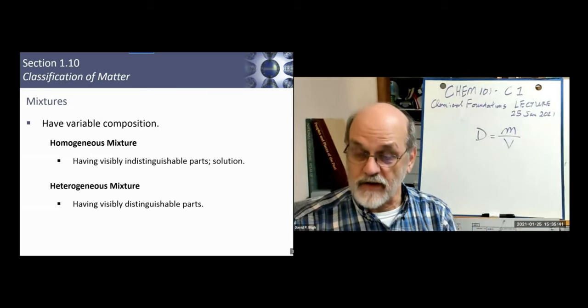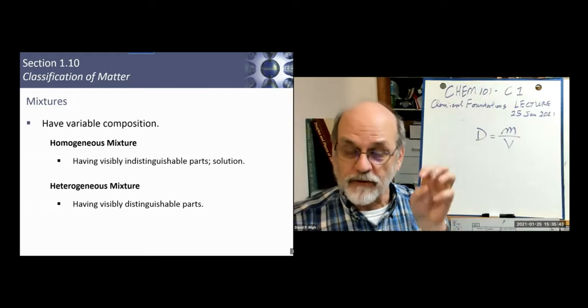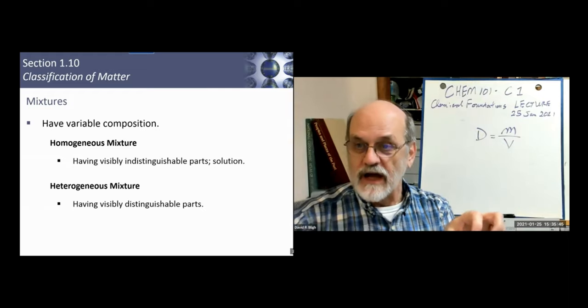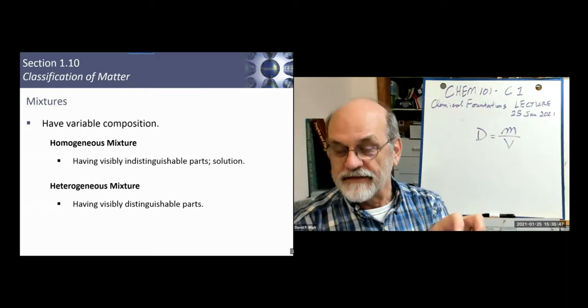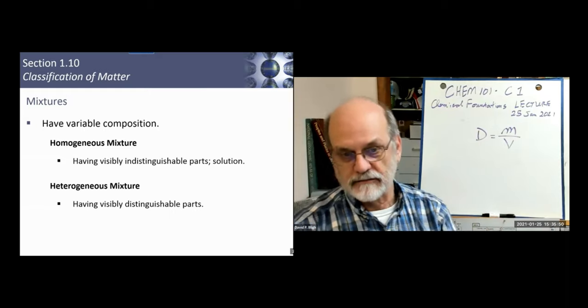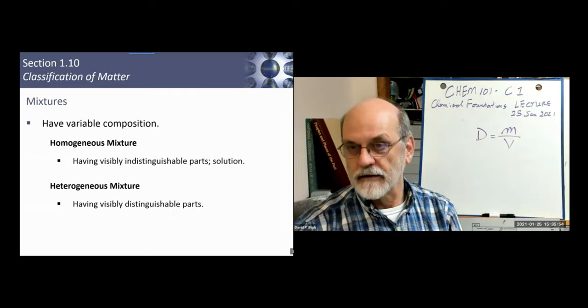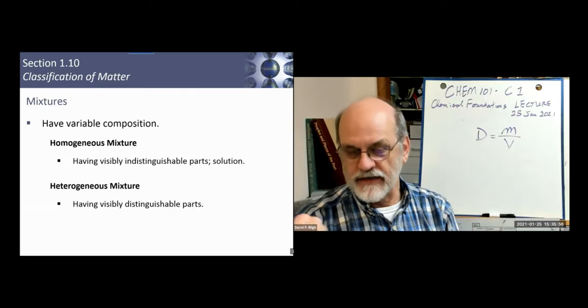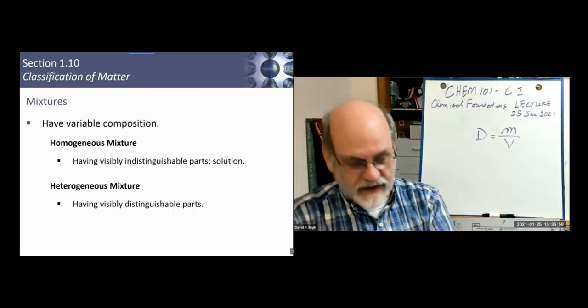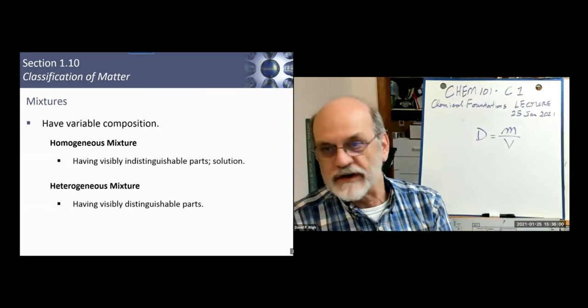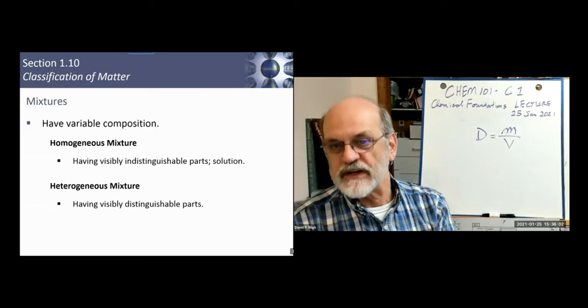Heterogeneous mixtures, on the other hand, if you take a subsample from one part of a heterogeneous mixture and from a different part, they will have different compositions, right? For instance, colored jelly beans, right? If you take a handful of jelly beans in this hand and a handful in that one, and then count the different colors, they'll always be different, different numbers of each one.